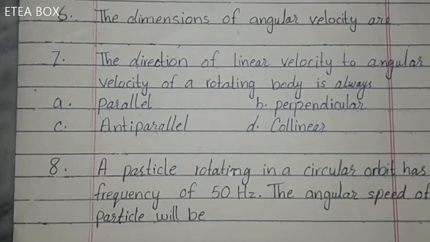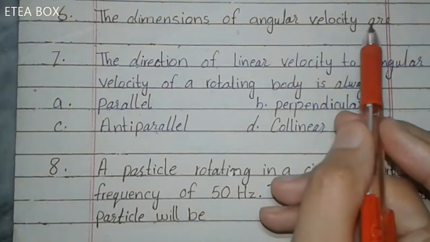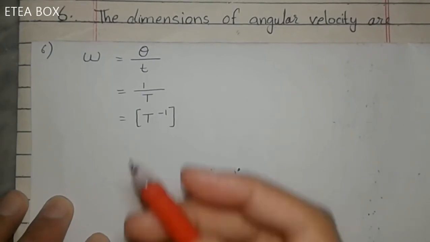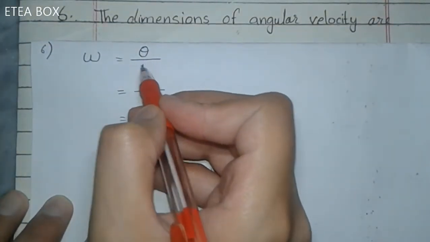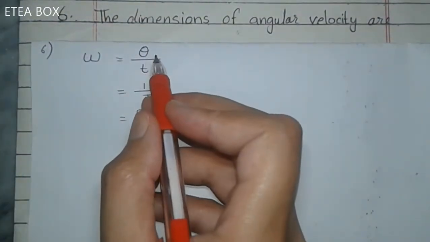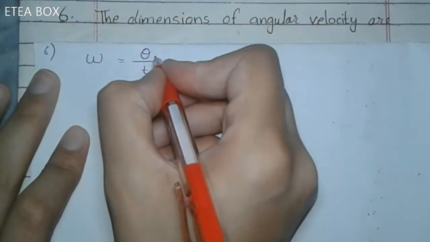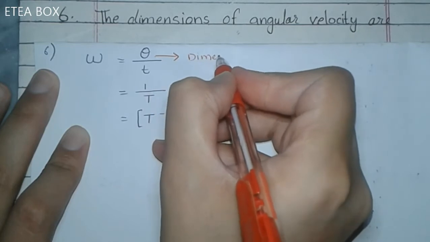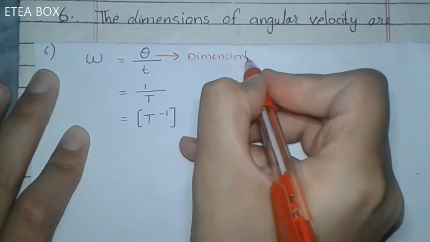Okay, here is the sixth number. The dimension of angular velocity. Let's find the dimension of angular velocity. Here we know that angular velocity is angular displacement divided by time. Look, it's angular displacement. Now, we also know that this one is a dimensionless quantity. Angular displacement is a dimensionless quantity.